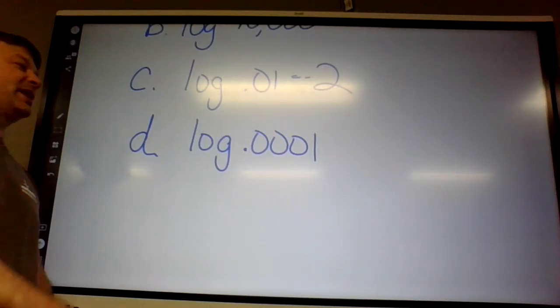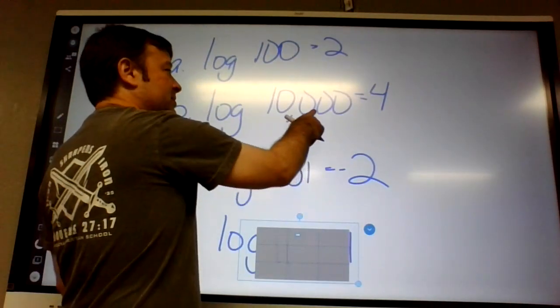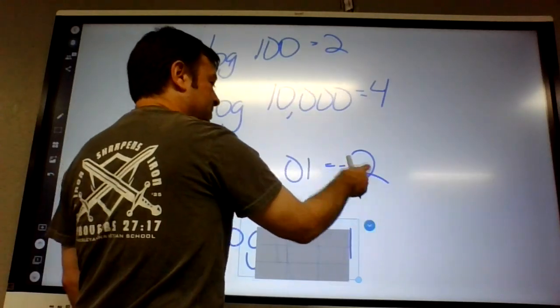Okay, so this one is actually tens, hundreds, thousands, ten thousandths. This is 1 out of 10,000. So instead of 4, it's going to be -4.